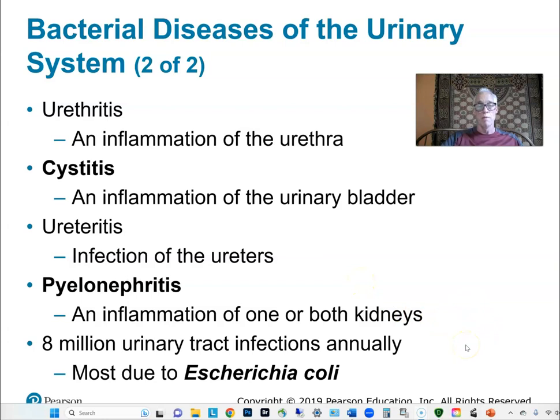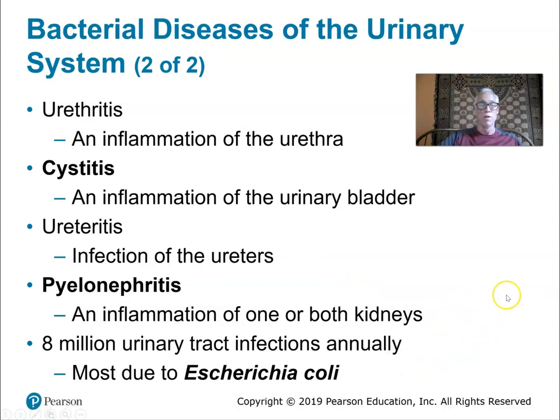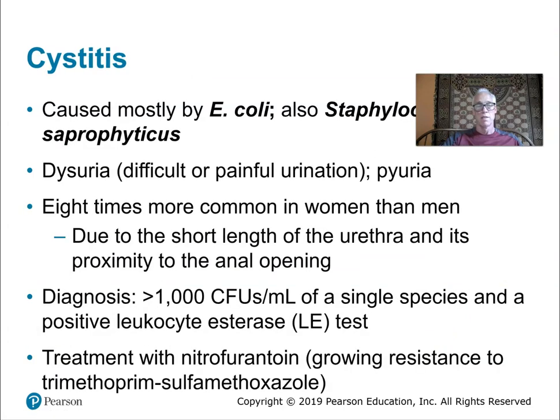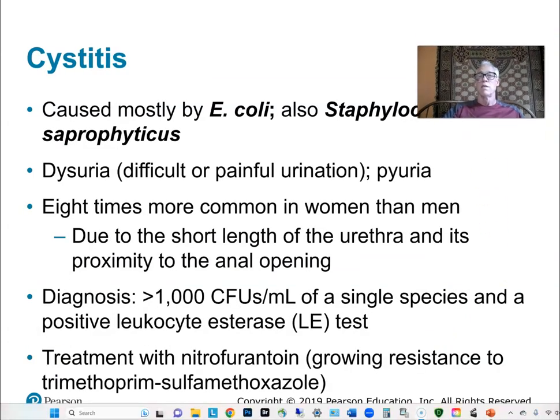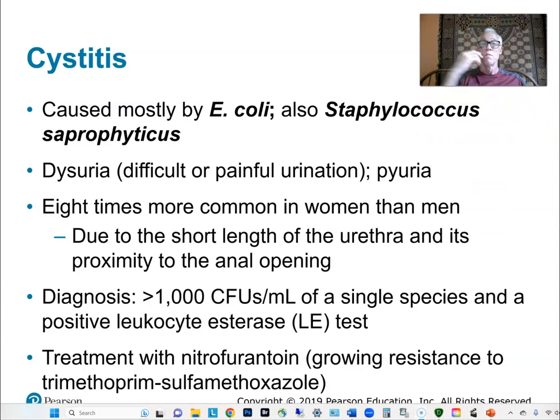Very common problem in this country or throughout the world. The most common pathogen or agent causing urinary tract infections is E. coli, coming from the digestive tract, coming from the anus. So cystitis, mostly caused by E. coli, occasionally Staph saprophyticus. So dysuria, pain on urination.